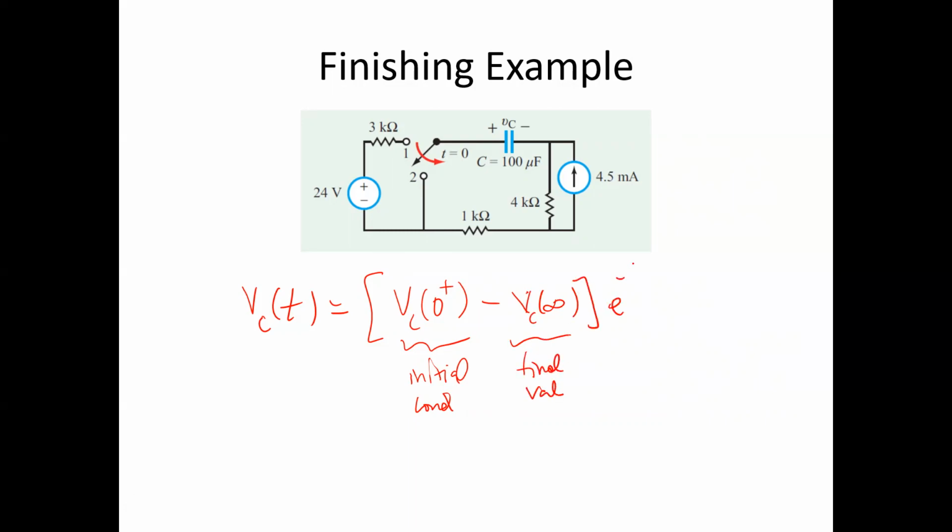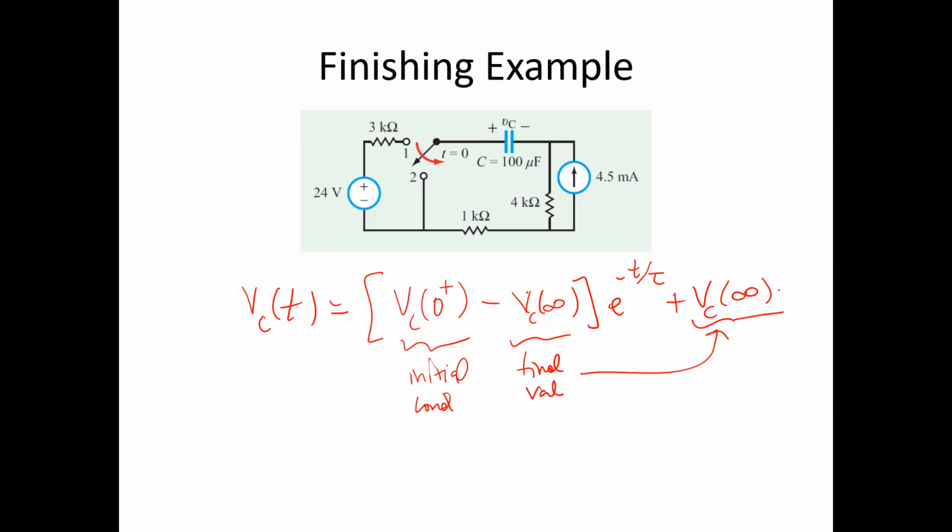Times e to the minus t. In this case, t naught is equal to 0, so it's going to be t divided by tau. What is tau? Let's just leave tau as a variable here for now. We have to define what that is. And then we add the final value, VC of infinity, which again, we found in the previous parts, just didn't work out the numbers. So we have the final value showing up twice. The only thing left for us to do is to find the value of tau.